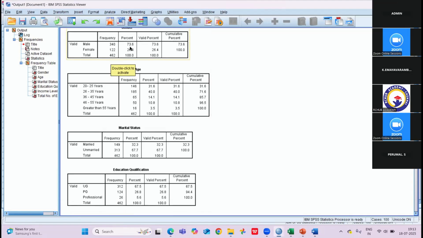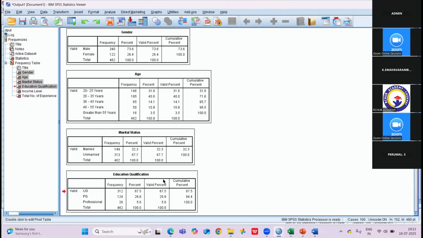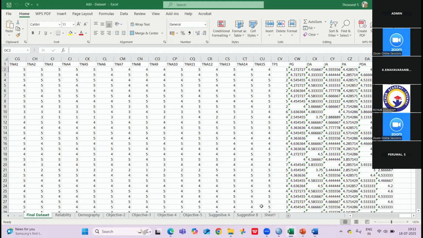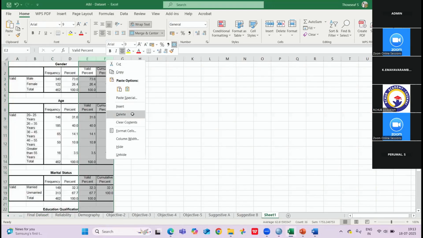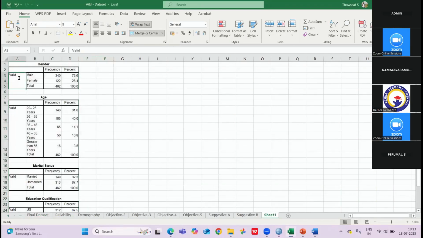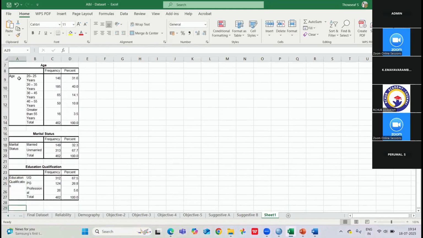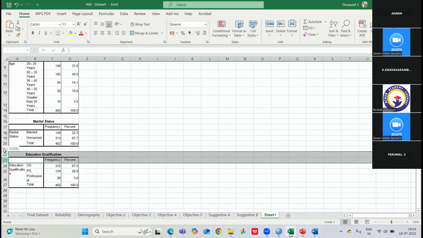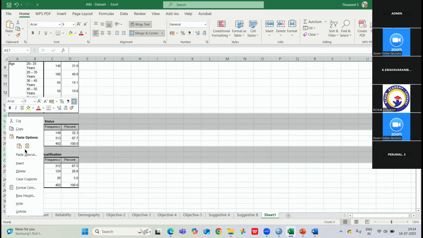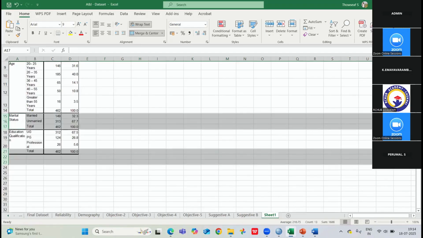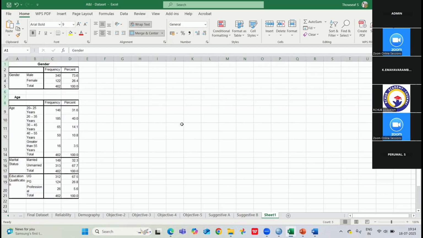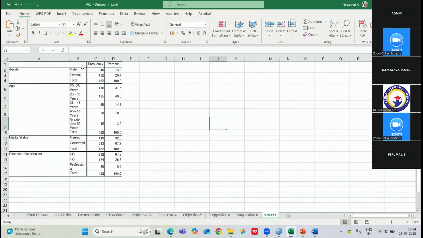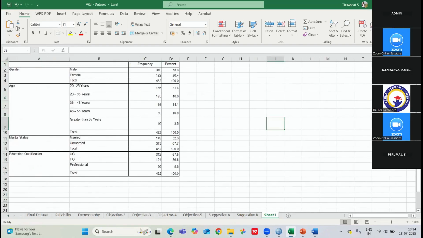Let me copy paste. Excel sheet is a beautiful tool to even scrutinize the result. Say, for example, I don't want these cumulative values, which are completely unnecessary. Gender, age, marital status, educational qualification, these are the important data, right? I don't want even these options so that my table may look clean and clear, so let me delete this. Now you see the table is clean and clear. Let me increase the font size so that everybody may be able to view it clearly.